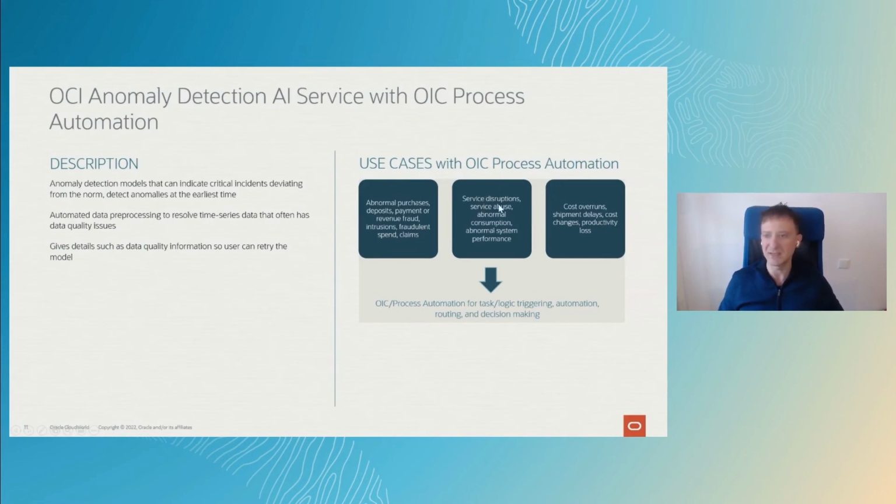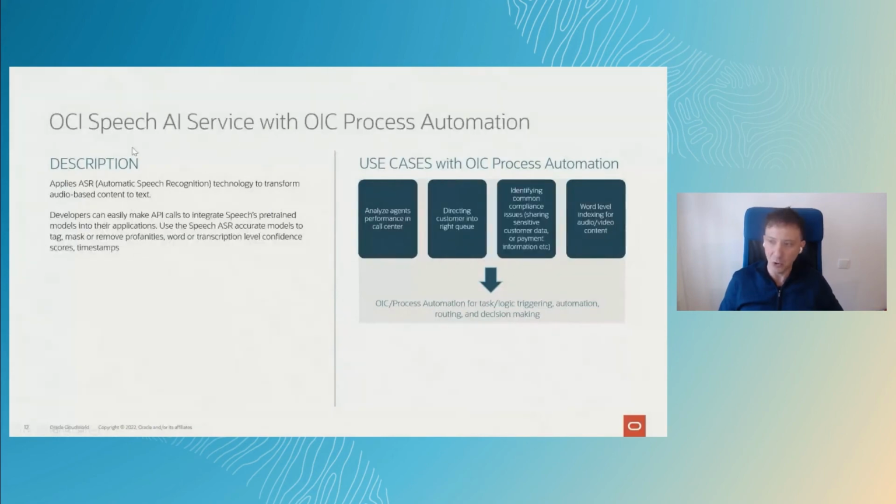So this is the logic that we implemented on the top of anomaly detection AI in the process automation. Similarly, we can do the same with abnormal purchases, deposits, payments, revenue fraud, claims, service disruptions. We talked about the service abuse, abnormal consumption, abnormal system performance, cost overrun, shipment delays, cost changes, productivity loss. And then we use process automation for the task, logic, triggering, automation, routing, decision making.